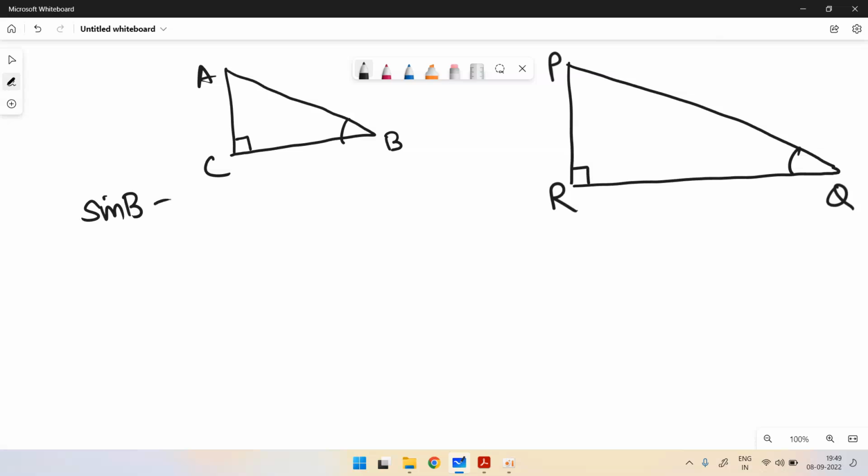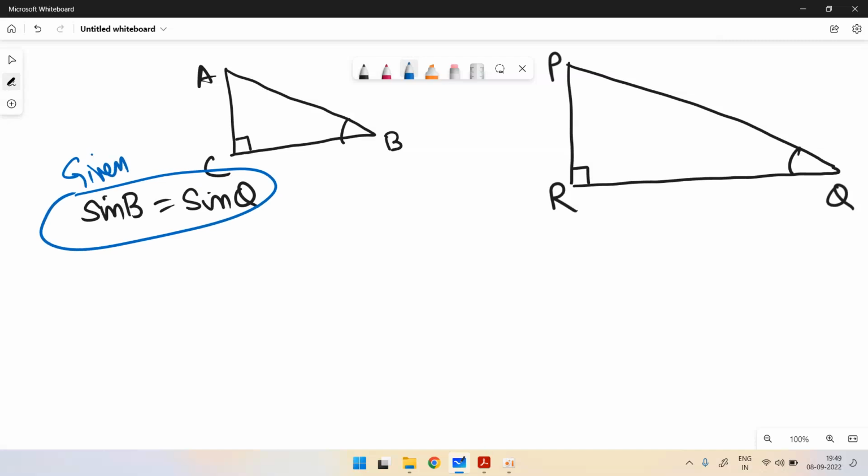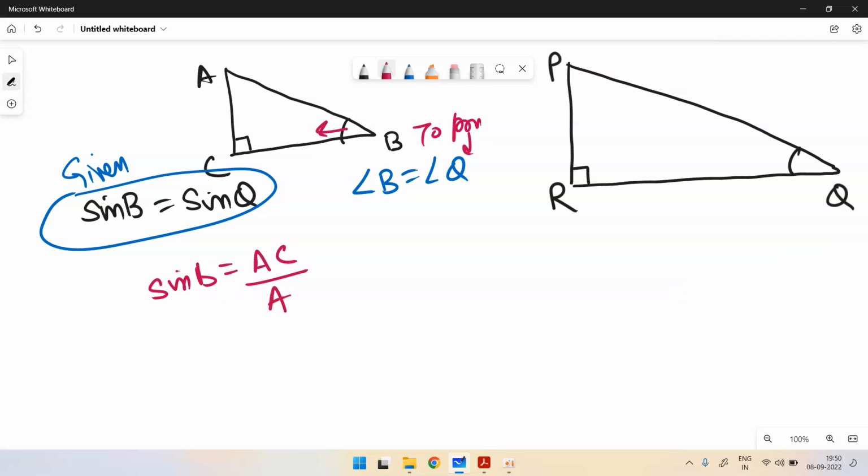Sine B equals sine Q, this is given. You have to prove that angle B equals angle Q. Now sine B, what is sine B from here? Yes, sine B is nothing but perpendicular by hypotenuse. Perpendicular is AC, hypotenuse is AB.